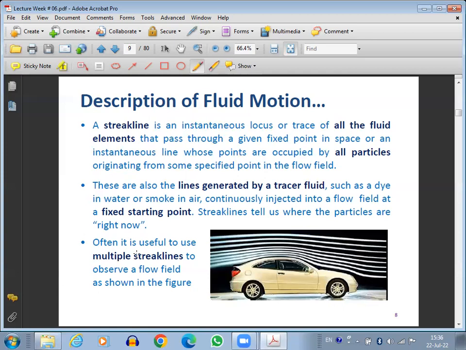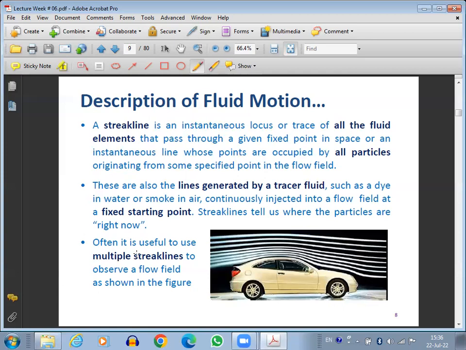Suppose you want to see how the air is moving here. I know there is air. I know there is motion of air. I cannot see it. Okay, I light a cigarette. I put a cigarette in my hand. There is smoke coming from the cigarette. I can see now where the smoke is going. The line drawn by the smoke will be the streak line.